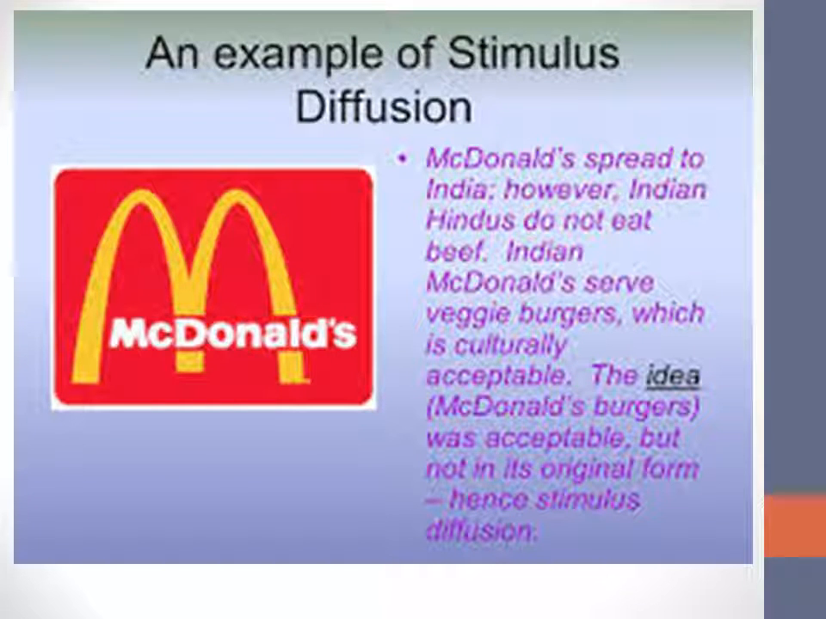Another example of stimulus diffusion is the transference of an idea, innovation, or principle, which gets transformed. So we have McDonald's, where the hearth of McDonald's was in the United States, I believe in California. Over time, McDonald's has diffused all over the world. McDonald's spread to India, but Hindus don't eat beef. So Indian McDonald's serve veggie burgers, which is culturally acceptable. The idea of McDonald's burgers was acceptable, but not in its original form. So this is an example of stimulus diffusion.